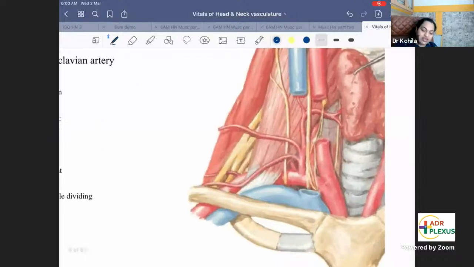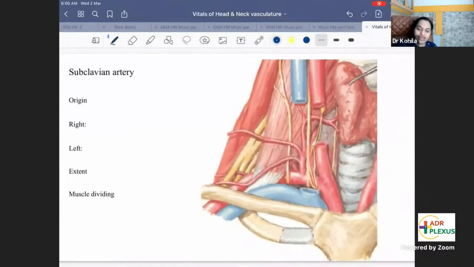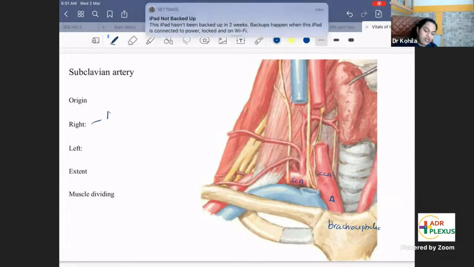So in this picture, can you identify the subclavian artery? This is the brachiocephalic trunk on the right side. The brachiocephalic trunk on the right is going to divide into right common carotid artery and right subclavian artery. On the right side it's from the brachiocephalic trunk, and on the left side it's coming directly from the arch of aorta.